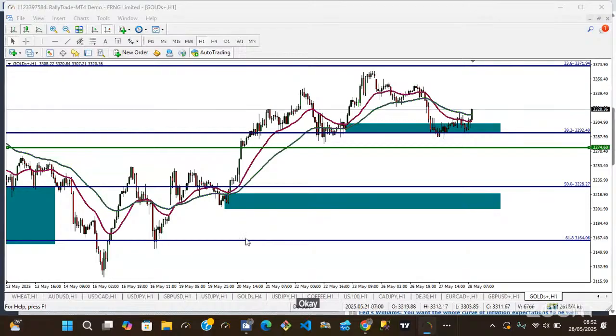Okay. So this is for gold. Let's quickly just look at the US 100.